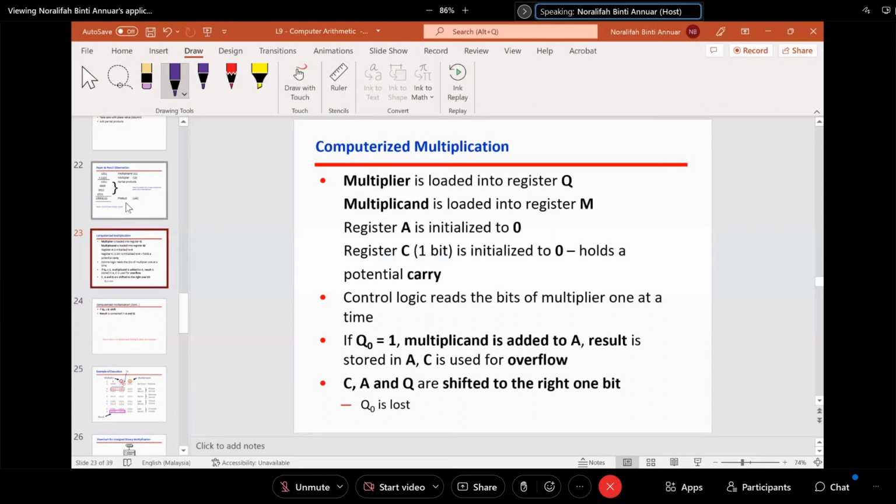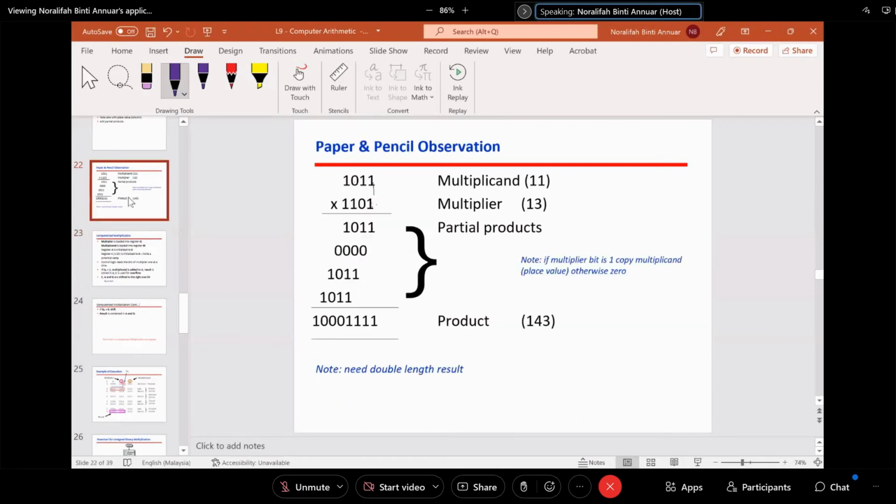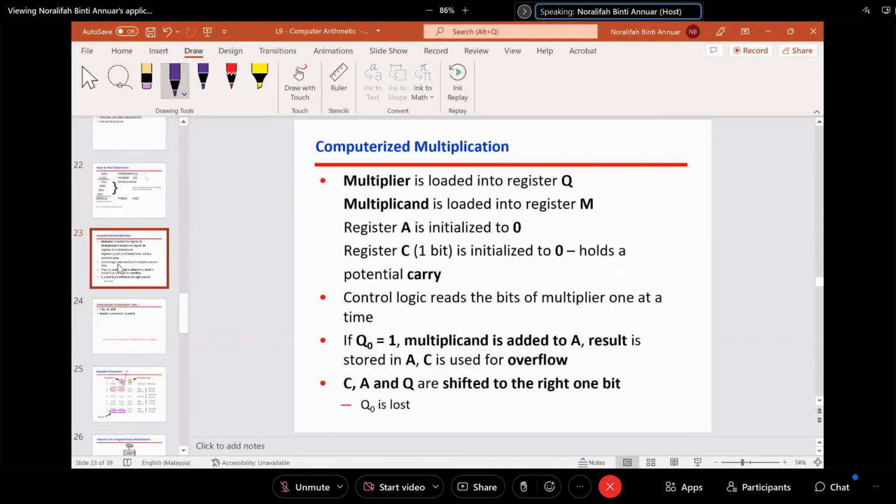This is the register, multiplicand, multiplier Q. The multiplier we loaded into Q, the multiplicand we loaded into M. M and Q are registers to hold this data. Register A is initialized to 0, and register C, 1 bit, is initialized to 0. So now you have 4 registers. Register C, what is its function? It holds a potential carry, the overflow from earlier.